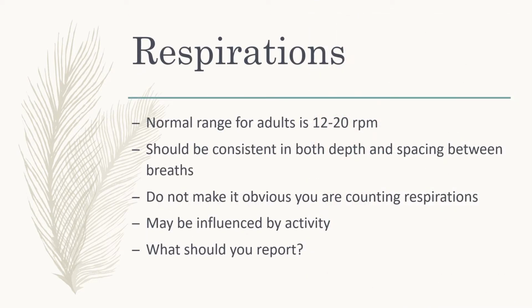Respirations, the normal range for adults is 12 to 20 respirations per minute. It should be consistent in both depth and spacing between their breaths. And you do not want to make it obvious you're counting the respirations because it could be influenced not only by activity, but just by the fact that they know somebody's counting them. People may breathe faster or slower. And what should you report? That would, of course, be any abnormalities.